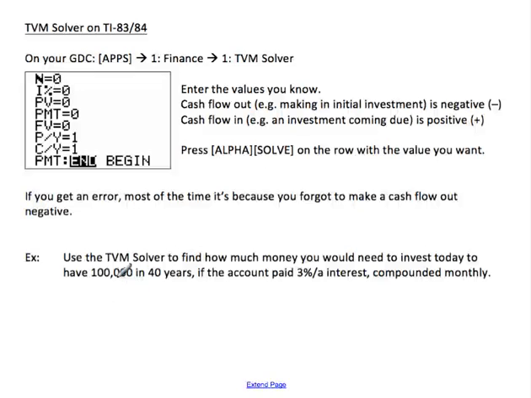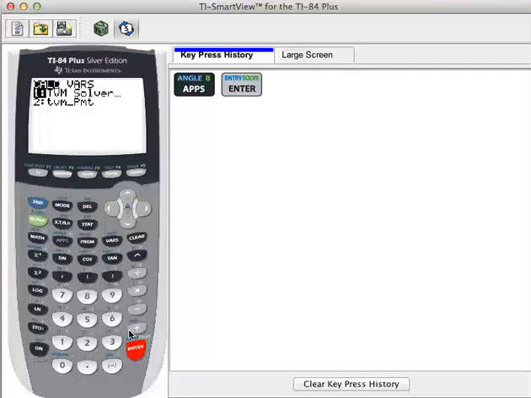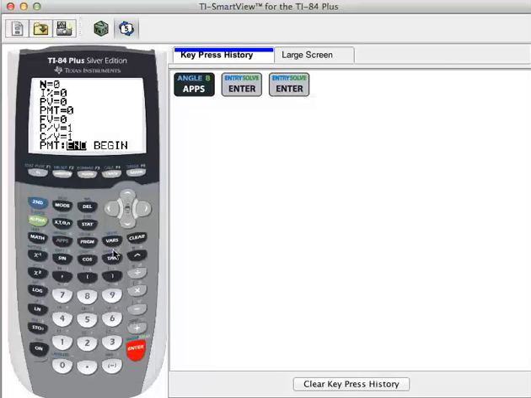Here's an example. Let's use the TVM solver to find out how much money we would need to invest today to have $100,000 in 40 years if the account paid 3% per annum interest and it was compounded monthly. So we go to Apps and then choose Finance and then choose TVM Solver, which is the first one. And you'll get a screen that looks something like this.